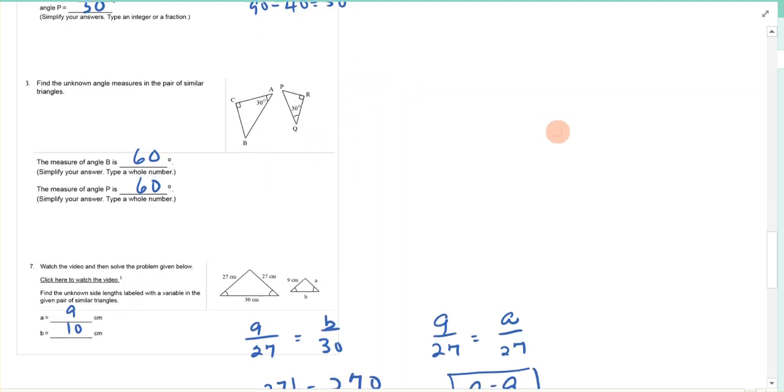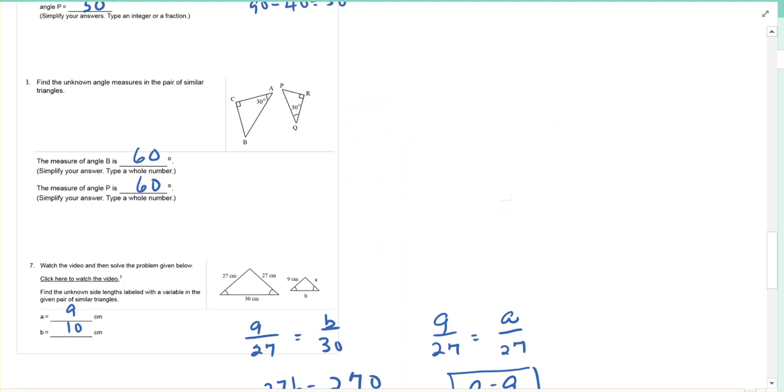All right. Find the unknown angle measures in each pair. All right, these are similar triangles. So if this is 30, this is 30, 90, 90, what do these two both have to be? 60, because 90 minus 30 is 60. They all have to add up to 180. So 60 would be there.